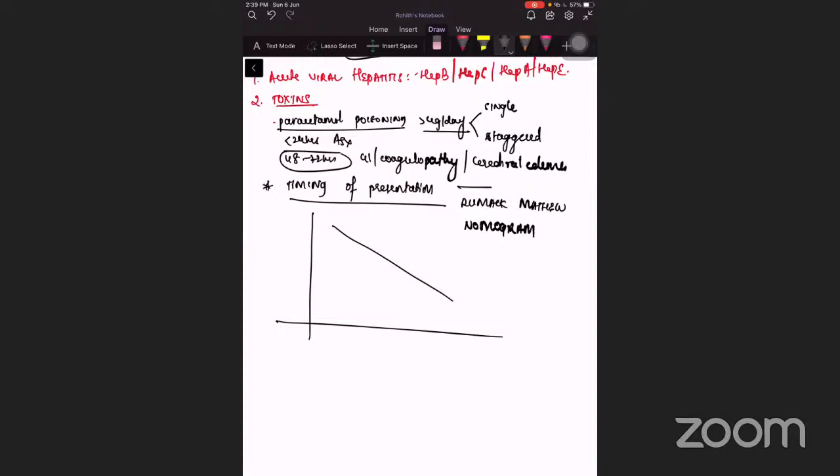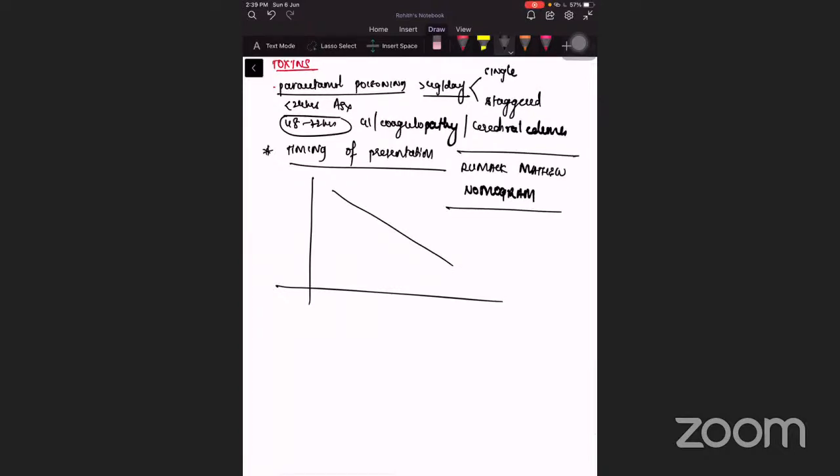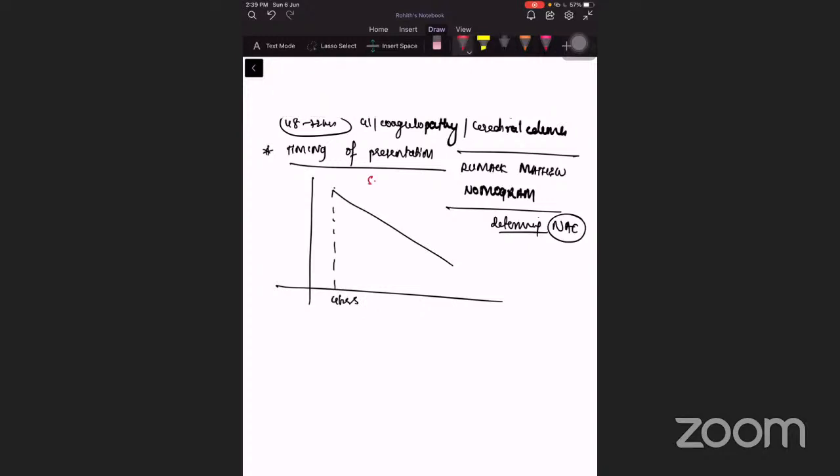It's called the Rumack-Matthew nomogram. This helps us in determining whether to give N-acetylcysteine, which is the antidote, for paracetamol poisoning. The cutoff time here is 4 hours. After 4 hours, you send for the serum levels of acetaminophen or paracetamol.